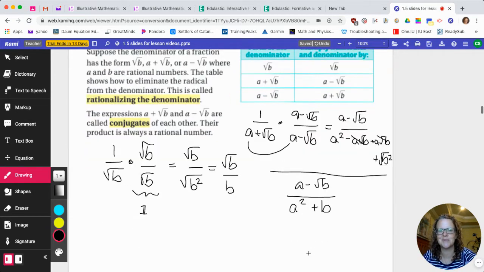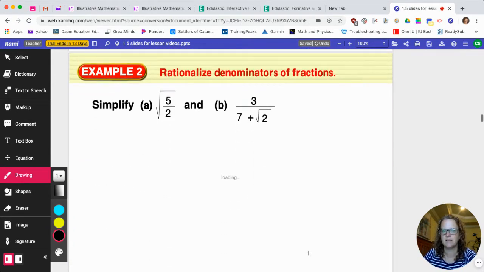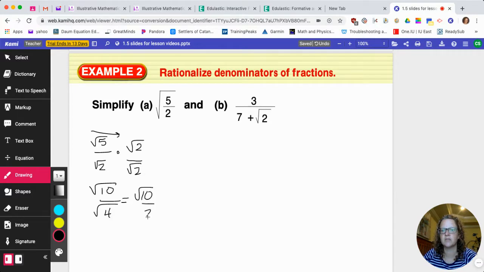Let's practice with some real numbers. All right, so we have root 5 over root 2. I need to get rid of the root 2. The best way to get rid of the root 2 is to multiply it by root 2. And I multiply it by the fraction 1, which is an equivalent fraction. Root 10 goes across the top, and across the bottom I have root 4, which is 10 over 2.